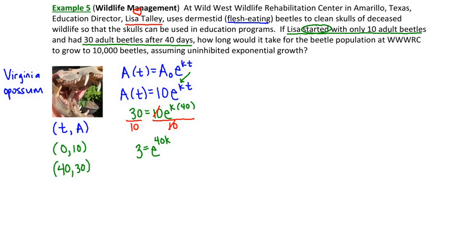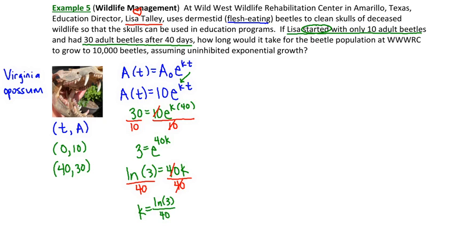Recall, when we have base e, we use a natural logarithm. So we're going to write this as natural log, which is base e, of 3 equals the exponent 40k. Now, to solve for k, I just need to divide both sides by 40. So it looks like our rate of growth, k, is equal to natural log of 3 divided by 40.